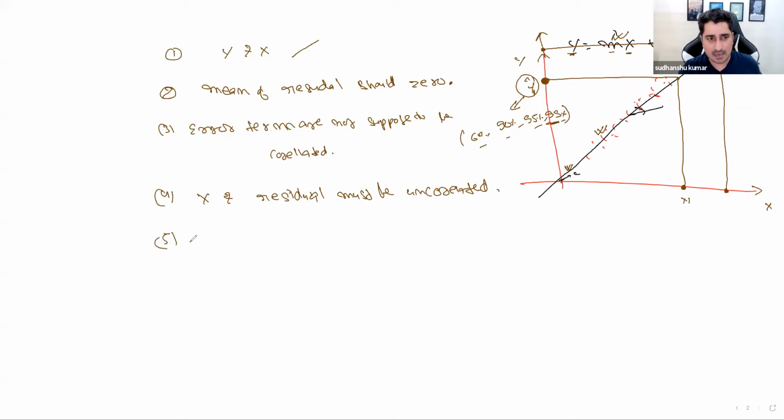Now there is a fifth assumption. At any point of time, the error term that you are able to find out must showcase a constant variance. Variance is a statistical term. So the error term must have constant variance. A sixth assumption that we have over here is that there should not be any multicollinearity.